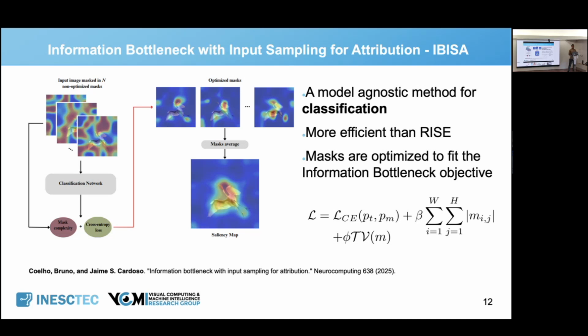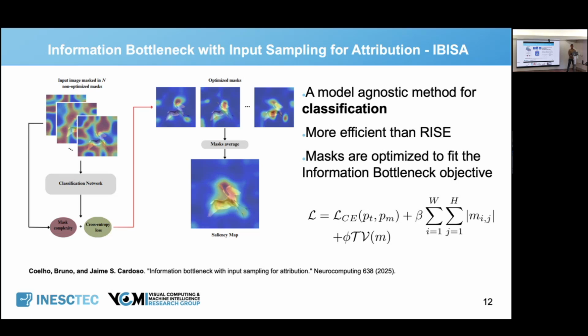So by doing this, we propose this new work that is called Information Bottleneck with Input Sampling for Attribution, where we pick both the ideas from RISE and from IBA. Here, what we have is multiple input masks that we will use as perturbation in the input. But the difference is that we optimize each of these masks using the Information Bottleneck Principle.